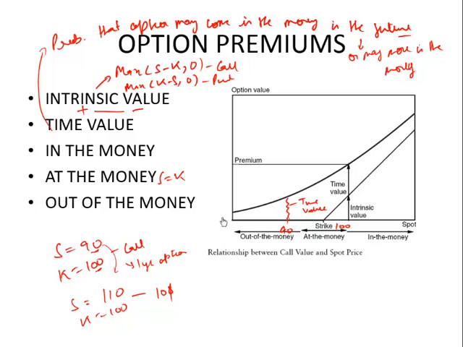For deep out of the money options, the premium will be very low. For deep in the money options, premium will be very high because you're already so much in the money. Remember, and we will prove it when we do the Black-Scholes model, the time value of an option is maximum when it is at the money. Or the time value of the options is maximum for at the money options.